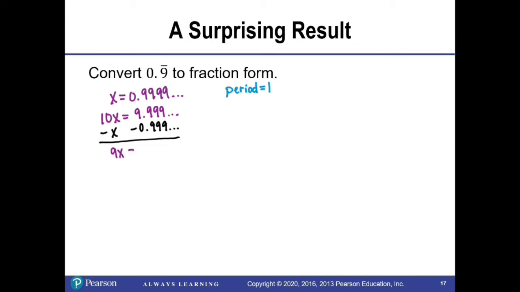On the left side, we have 9x, and on the right side, when I subtract x, I'm subtracting that 0.9999999, and the decimal places go away and leave us with 9. Divide both sides by 9, and 9 over 9 is 1. Not quite what I would have expected.